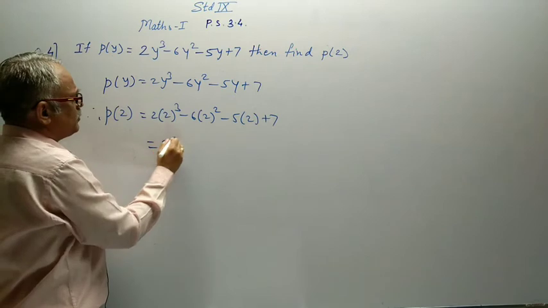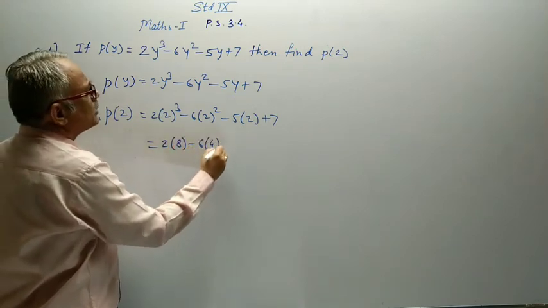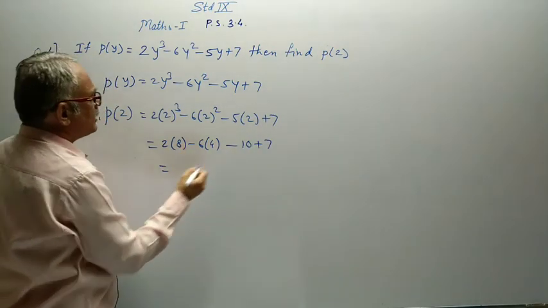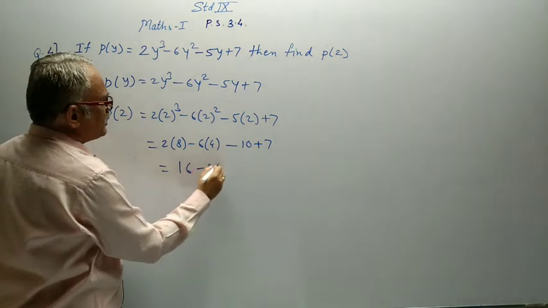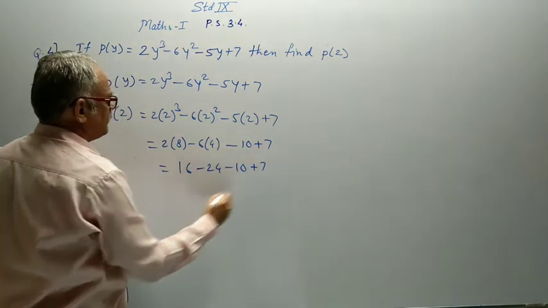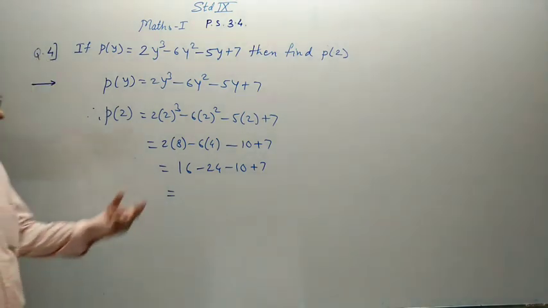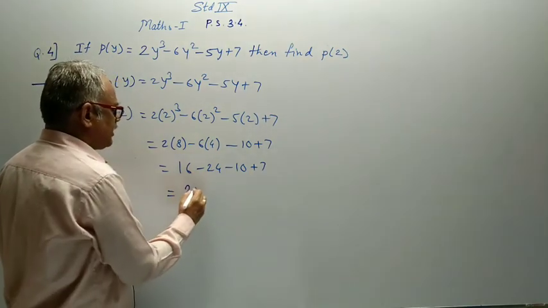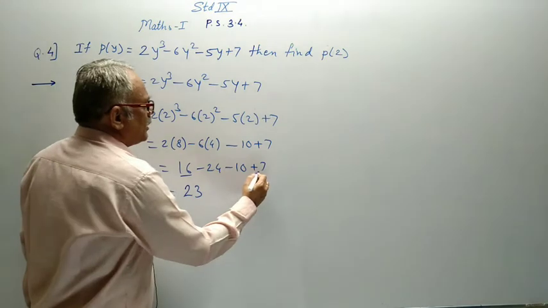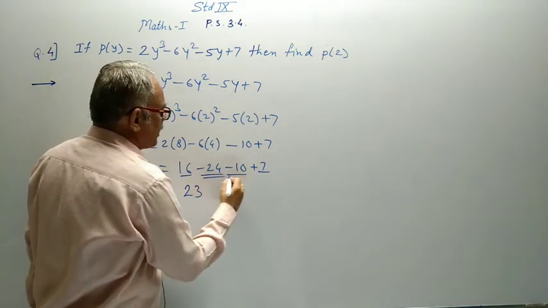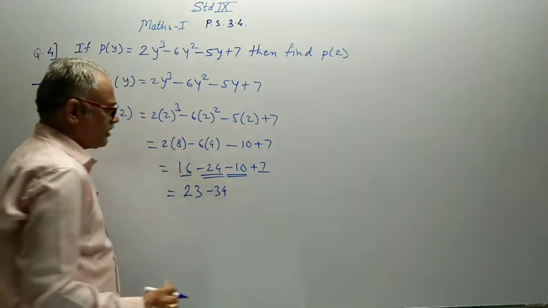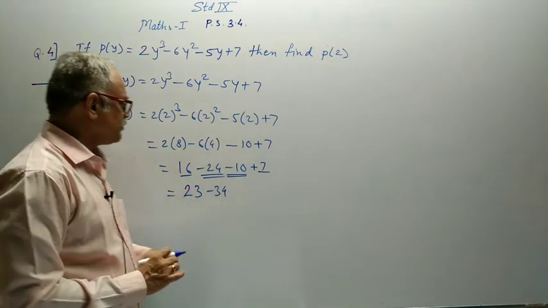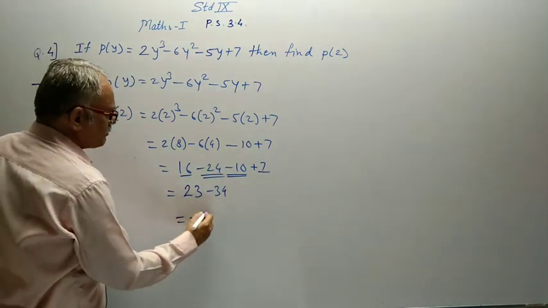First cube and square: 2 into 8 minus 6 into 4 minus 5 into 2. The products can be done, so do them. Remaining products first, then addition: 16 minus 24 minus 10 plus 7. There are two methods: either go left to right, or add the positives together. 16 plus 7 is 23, minus 24 minus 10 is minus 34. This is another method: positive with positive is positive 23, negative with negative is a bigger negative, and 23 minus 34 is minus 11.